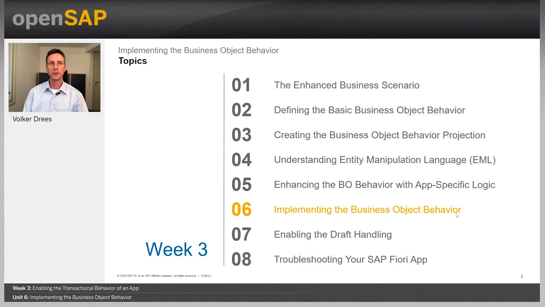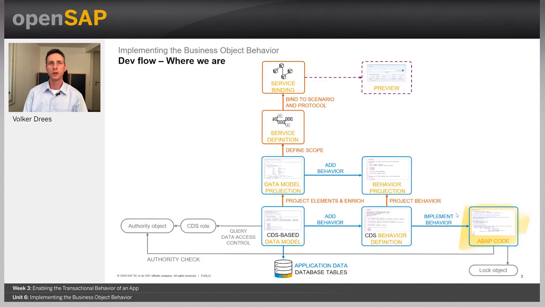In the previous unit, you learned how to enhance the business object behavior and how to project the relevant enhancements via your projection behavior definition. Now we will perform the implementation of the corresponding business logic. The area we will work on in this unit is highlighted in the development flow, the behavior implementation.